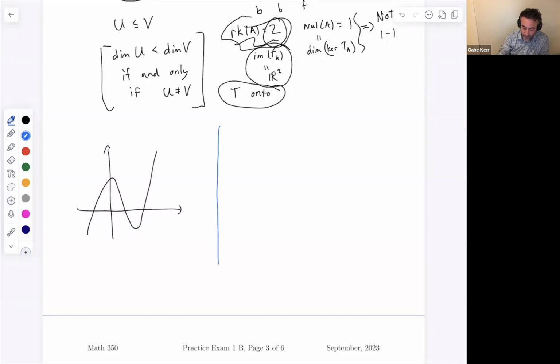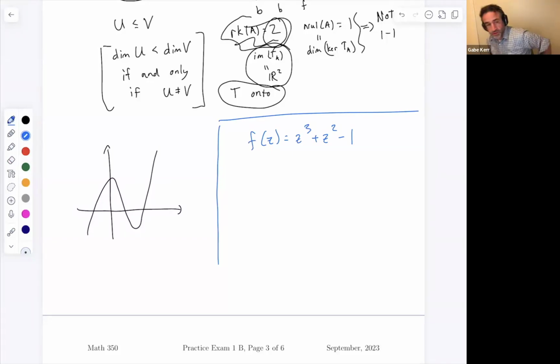What about onto? I love this question for the onto part. What do you think? Is it onto? F is a function from C to C.